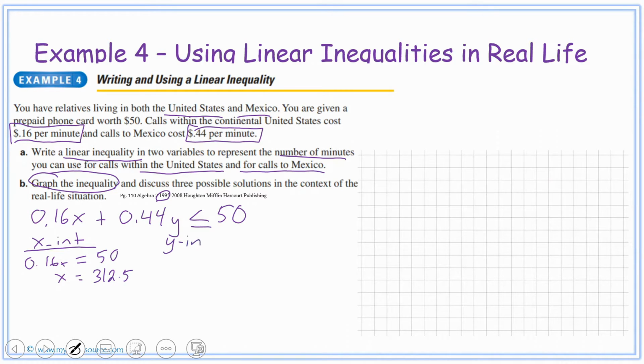To find the y-intercept, remember, set the x value equal to 0. So basically you're going to have 0.16 times 0 plus 0.44y equals 50, just to get the y-intercept. Remember, the x term is not there anymore basically. So same thing here, you're going to say 50 divided by 0.44. That is going to give us a recurring decimal of 113.636363, and so we could round that to about 113.6.